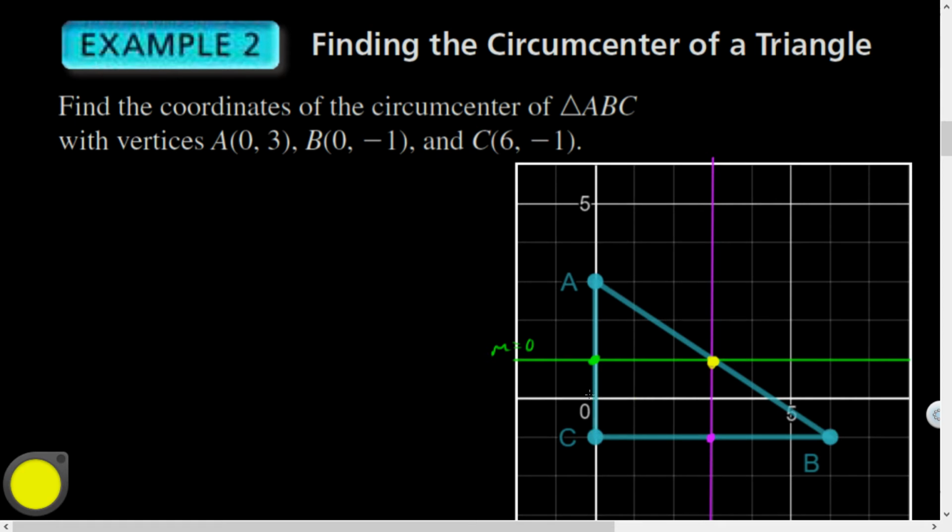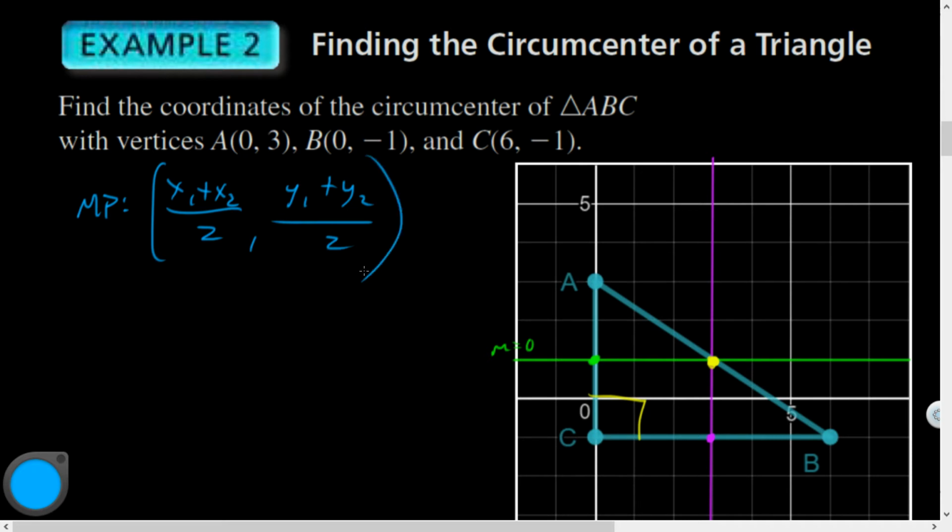An alternative strategy would have been to recognize this was a right triangle, and then I could have just found the midpoint of the hypotenuse. And the midpoint formula, by the way, works just fine for all of these. The midpoint formula, of course, is the average of the x's, add them up, divide by 2, and the average of the y's, add them up, divide by 2.